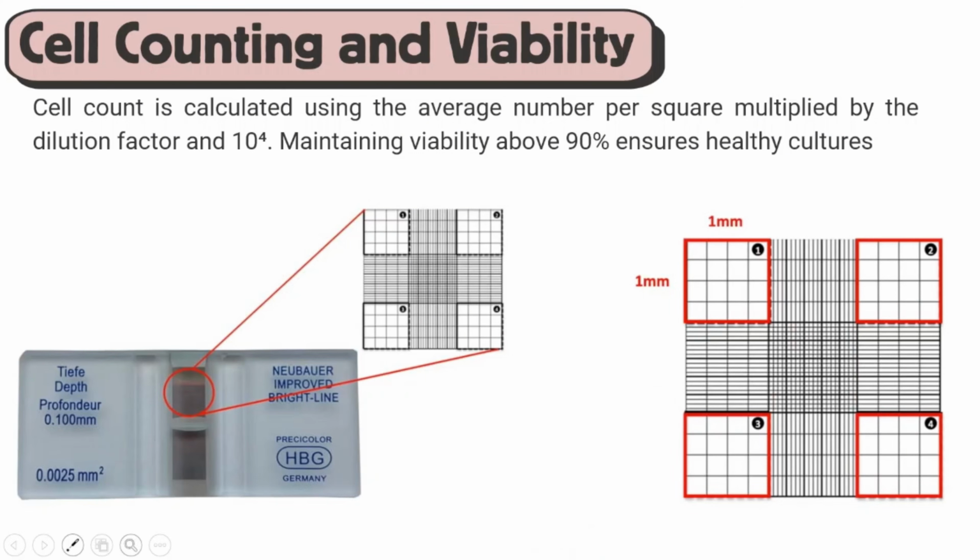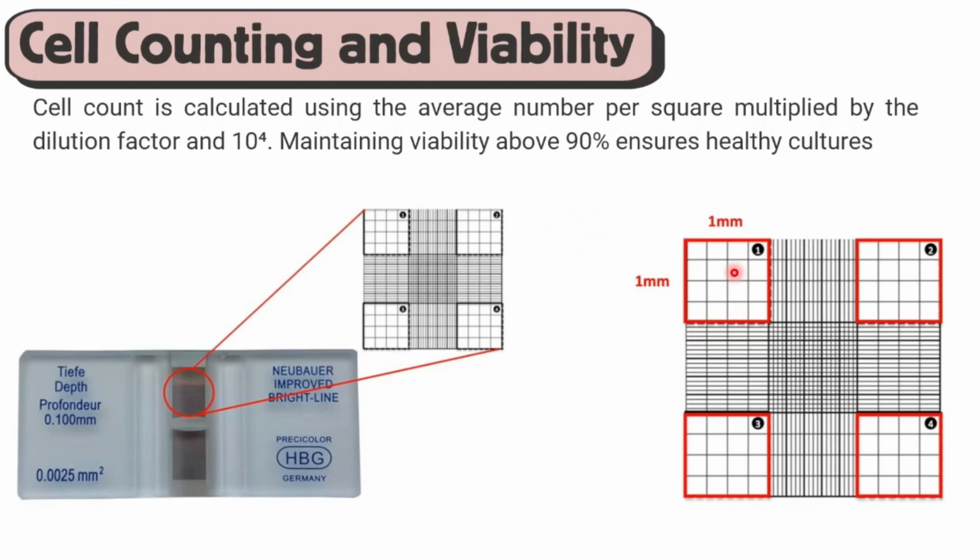Now, the cells are counted using the design of the hemacytometer. Under the glass slide of the hemacytometer are grid lines arranged like this, and at the four corners of those grid lines are 1 by 1 millimeter squares that are 0.1 millimeter deep.